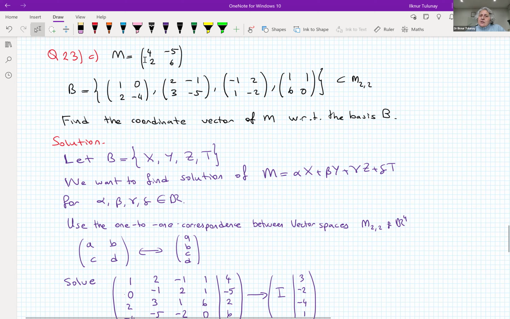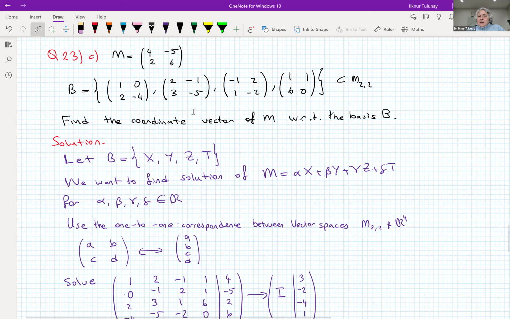So this matrix is written in terms of the standard basis elements. The standard basis elements of the 2 by 2 matrices simply correspond to positions: this position 1, all the others 0, this position 1, all the others 0, and so on. It's similar to the standard basis elements in R4.